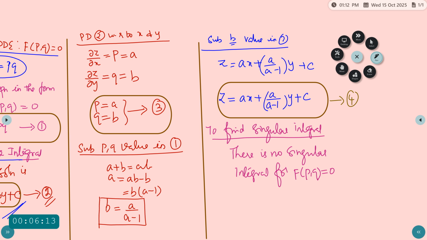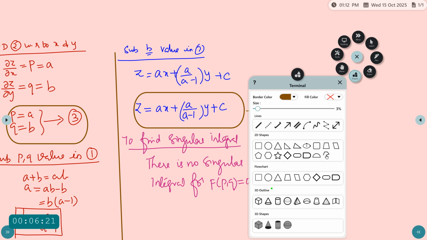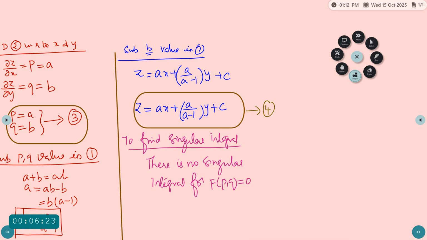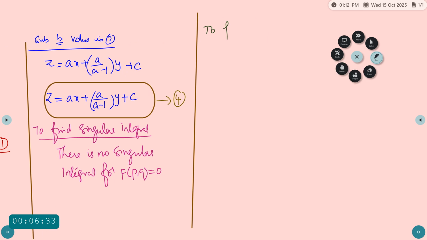Then what about the remaining one? We need to find the general integral. Let us try to find the general integral for this PDE. So, how can we find the general integral?